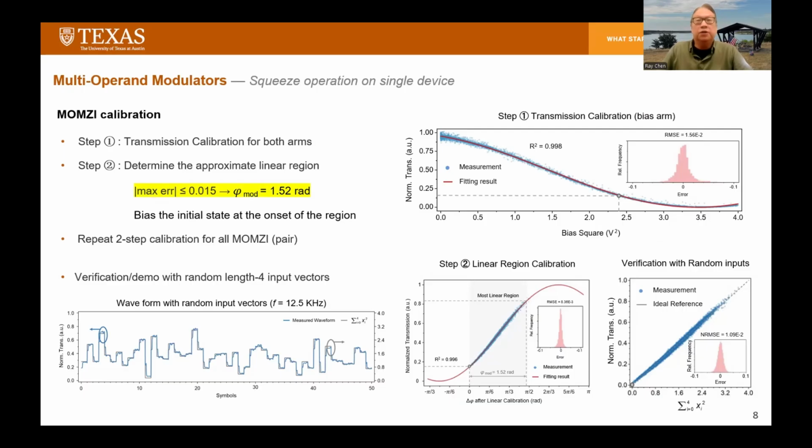Step 2 is to find the usable linear region. Since MZI transmission is inherently nonlinear, it's a sine squared, as you know, we don't use the full range. Instead, we identify the most linear region. We set a maximum error threshold of 1.5, and that's where we carve out the linear regions, given the modulation range of around 1.52 radians.